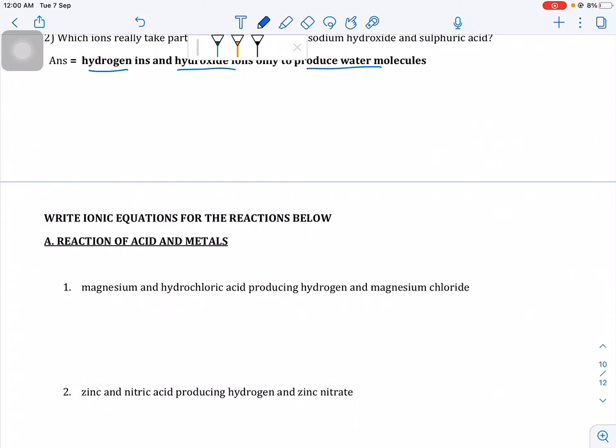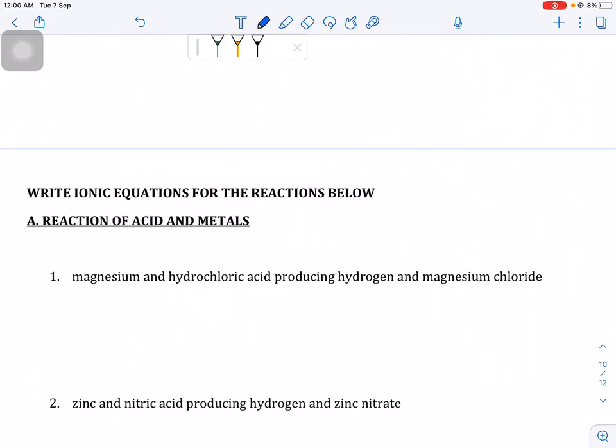Okay, let's try. Okay, write ionic equation for the reaction below. The reaction between acid and metal. Okay, first write chemical equation. So, magnesium is Mg, hydrochloric acid is HCl. Produce our salt, magnesium chloride, MgCl2 and hydrogen gas. So, your skill in writing chemical equation is really important. Writing chemical formula, chemical equation sangat penting. If not, you cannot have correct ionic equation.